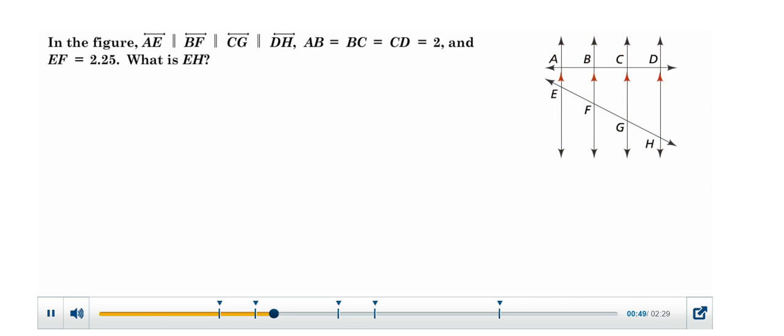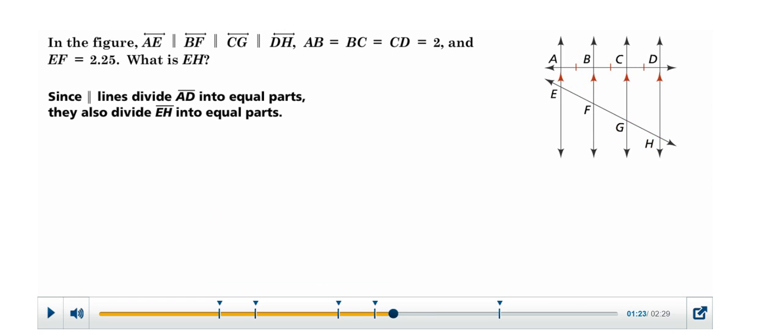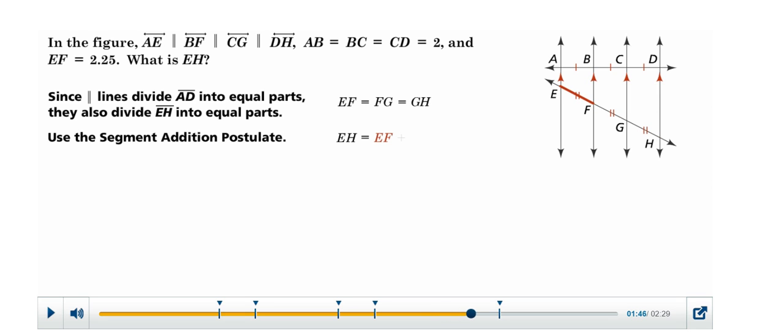We see all those parallel lines. We see that these are all segment 2 in length. And then we know EF is 2.25. What is EH, which is this whole segment? If these are all congruent segments, these are going to be congruent as well. So we can plug all those in also as 2.25. So we're basically just doing 2.25 plus 2.25 plus 2.25, which we're going to show you right now is the case.